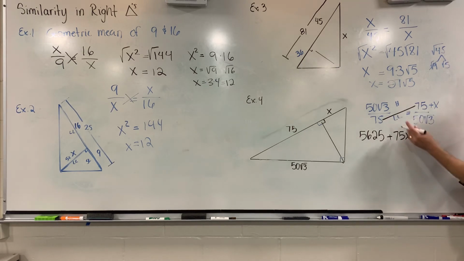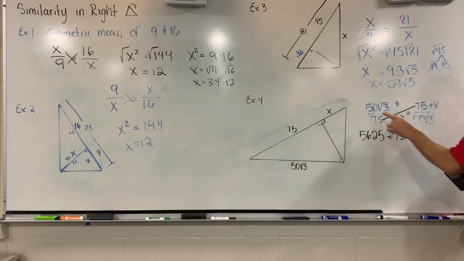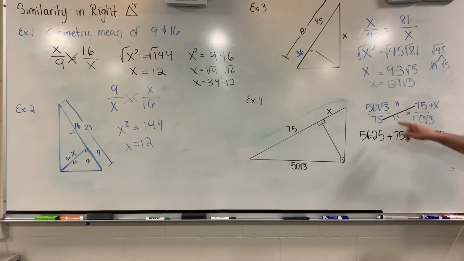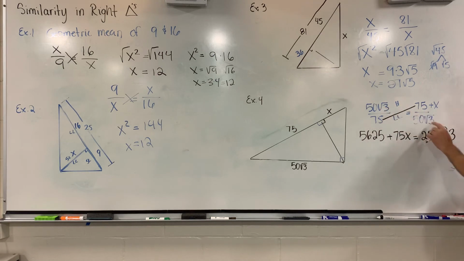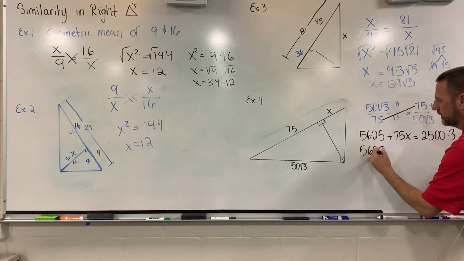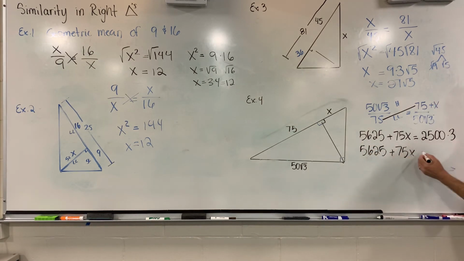Now when I come over here, this is probably looking very intimidating to you, but remember, we did this before. 50 times 50 is 2,500. And we talked about this in class. What is the radical 3 times the radical 3? It's 3. Two roots make a whole. So when I bring that down a notch, I've got 5,625 plus 75x equals 7,500. And then it goes right down into being an Algebra 1 problem.